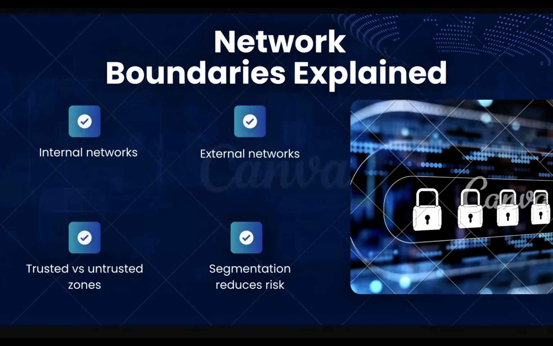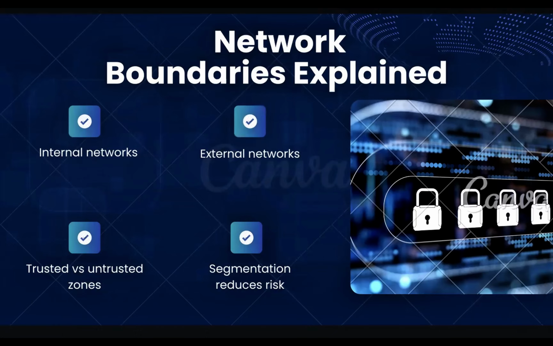For external networks, or untrusted zones, this refers to networks outside the organization's control, most notably the internet, and it is considered a source of potential threats. Another one you should know is the demilitarized zone, or DMZ. We can also call it the semi-trusted zone. This is a subnetwork inserted between the internal and external networks to add a layer of security. It acts as a buffer zone, typically hosting public-facing services such as web, email, and DNS servers to isolate them from the internal local area network. And to manage all of this, segmentation is essential because it helps us reduce risk.